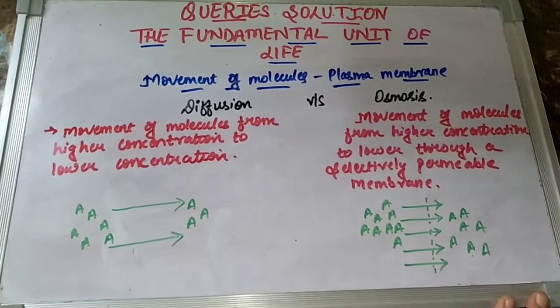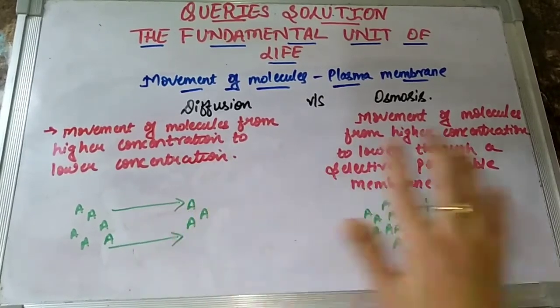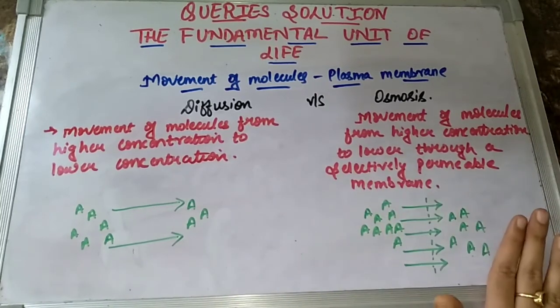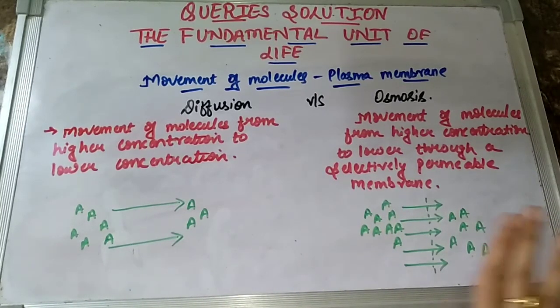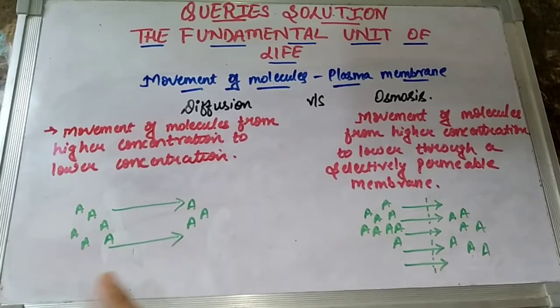What is the similarity, children? First of all, as you can see, both are moving from a higher concentration side to a lower concentration side. Also, children, diffusion and osmosis are both passive processes, meaning these are processes that occur through the concentration gradient, the difference in concentration, and there is no investment of energy in these processes.